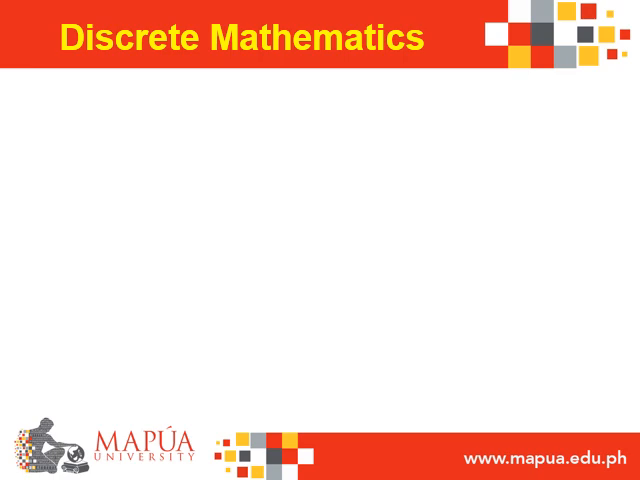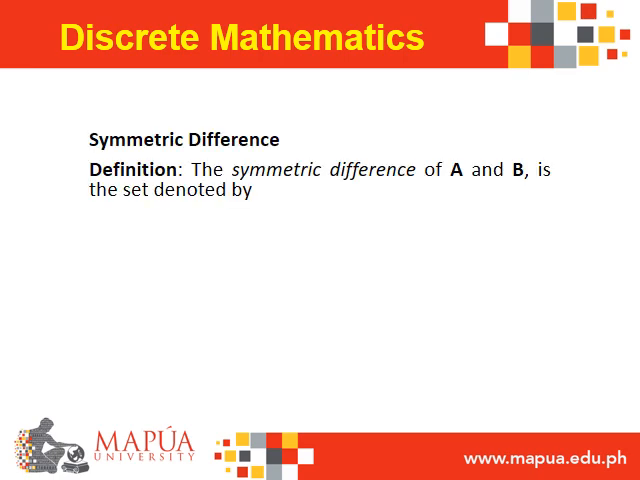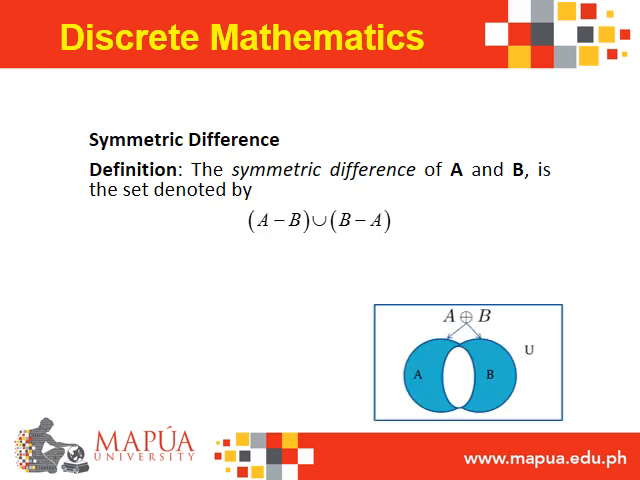The next operation is referred to as the symmetric difference. The symmetric difference of A and B this time involves the relative difference of A minus B and B minus A, defined to be the union of A minus B with B minus A. On your Venn diagram, it is illustrated to be this shaded region. The symmetric difference is often given by the symbol of a plus enclosed in a circle.